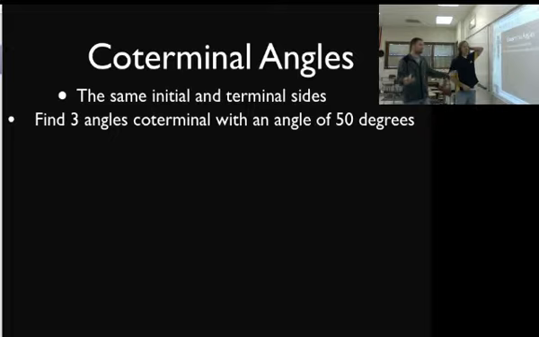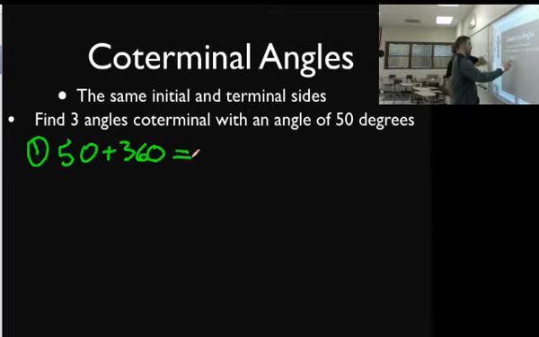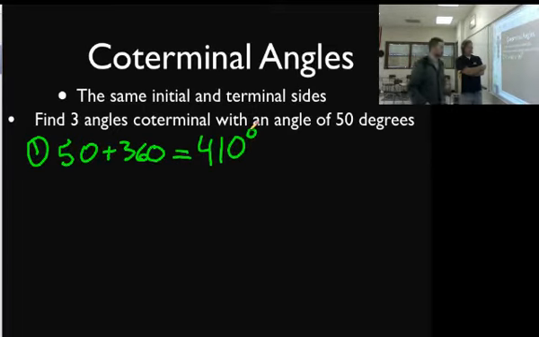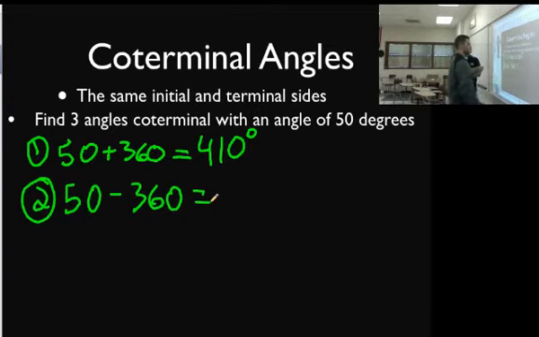Okay, so if I start with an angle of 50 degrees and I want three angles that are coterminal to it, let's look at our first one. One thing I could do is just add 360. I could take 50 plus 360, and 410 degrees would be coterminal to 50. What if I subtract 360? That would give me a negative. So I'll take 50 minus 360, and that'll give me negative 310.